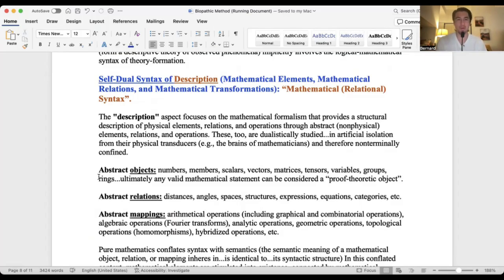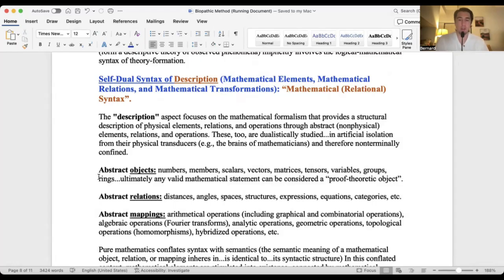And therefore, mathematics is what we would consider non-terminally confined with respect to its dynamics, the teleodynamics of the mathematical aspect of our self-dual syntax is non-terminally confined, whereas the notation is terminally confined, right? We think of all of mathematics as being confined to textbooks, which is obviously what mathematicians would object to, but ultimately, that's how we stabilize our mathematical results, right? So, abstract objects consist of, for example, numbers, set-theoretic members, scalars, vectors, matrices, tensors, variables, groups, rings. Ultimately, any valid mathematical statement can be considered a proof-theoretic object, right? Which are basically a proof itself.